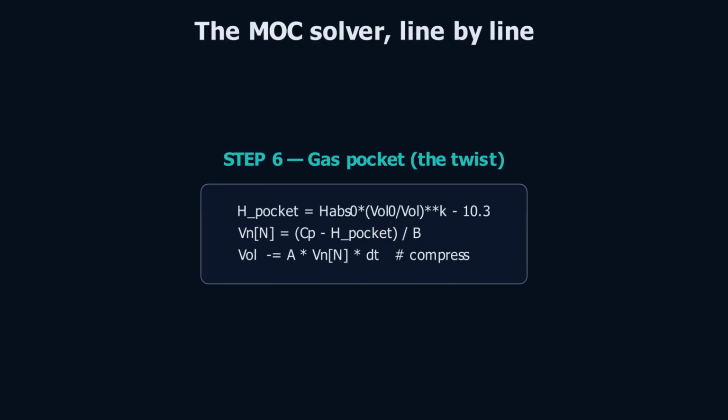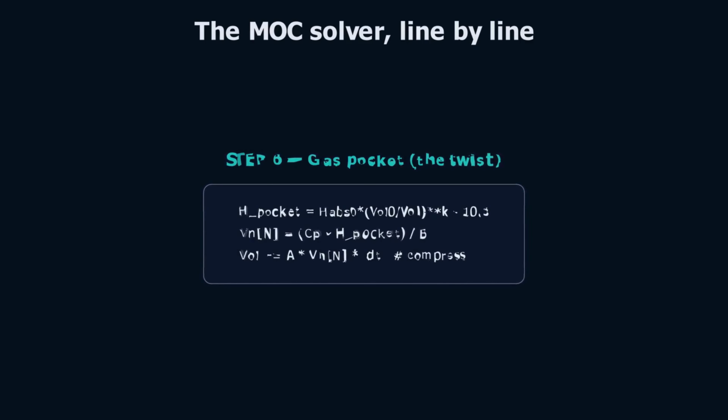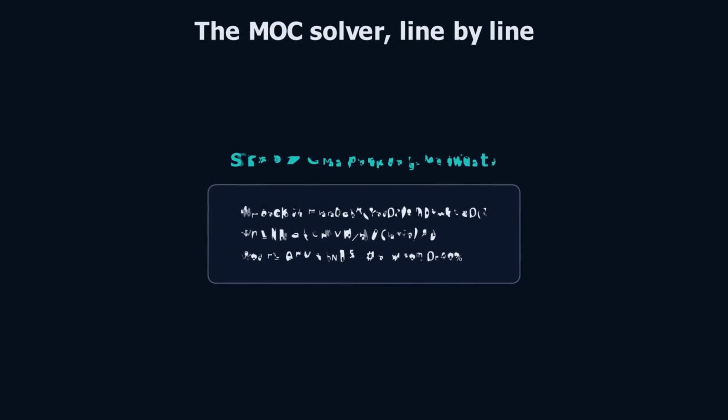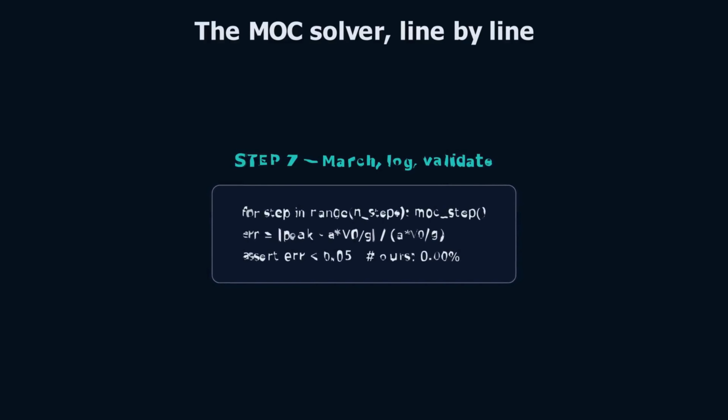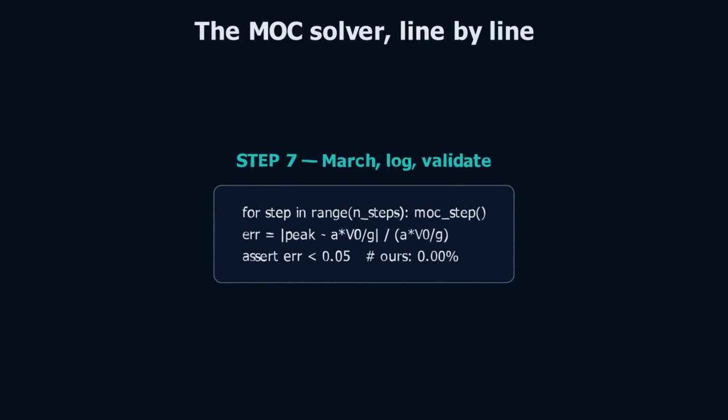Step 7, march, log the head at the valve, and validate against Joukowsky. If that assertion ever fails, the physics is wrong and the script refuses to pretend otherwise. Verify, or it did not happen.